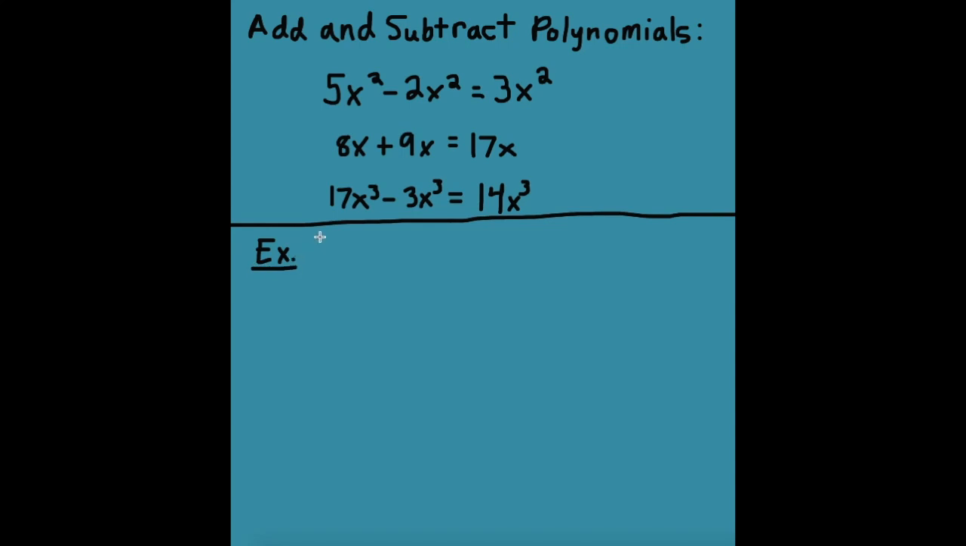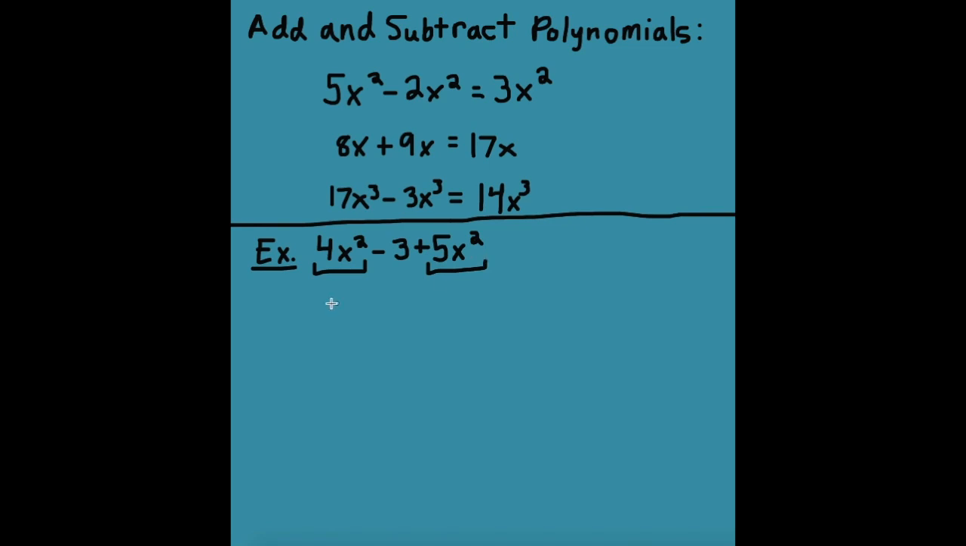Let's say we have the example 4x squared minus 3 plus 5x squared. How do we simplify this? The first step is to combine like terms. What are the like terms in this problem? Since 4x squared and 5x squared both have x squared, they are like terms.